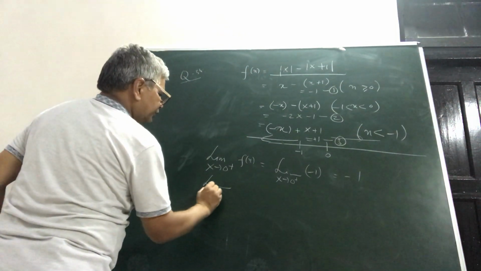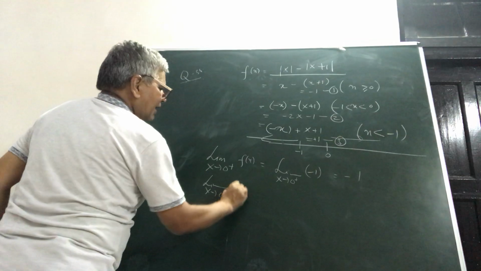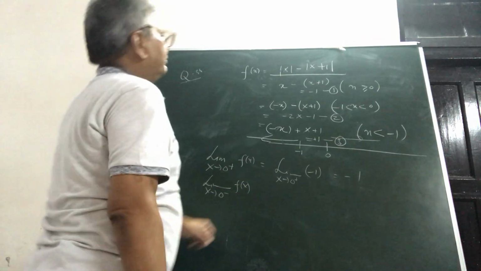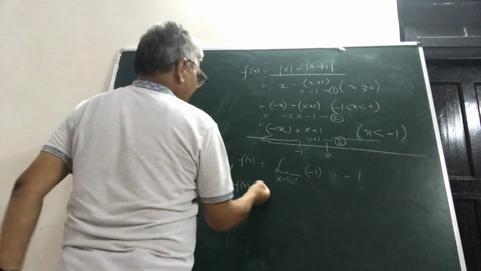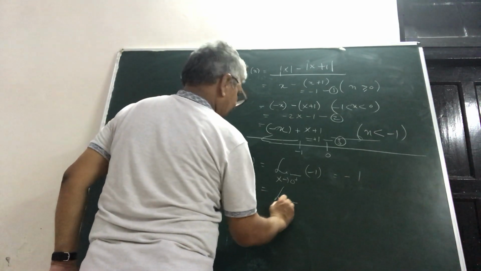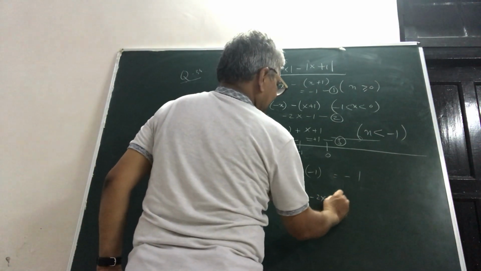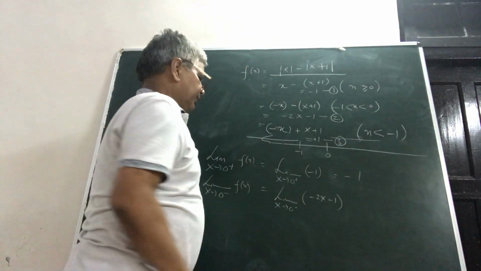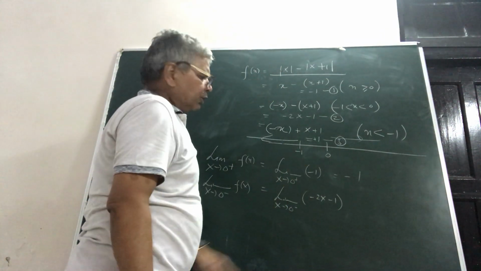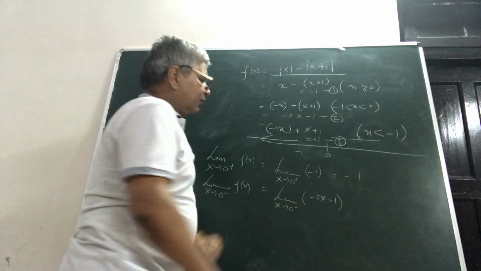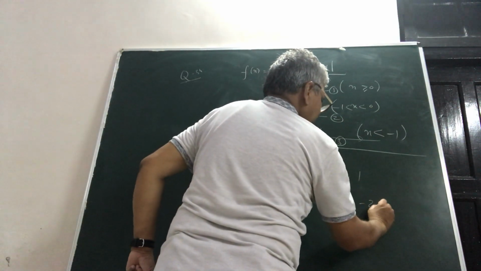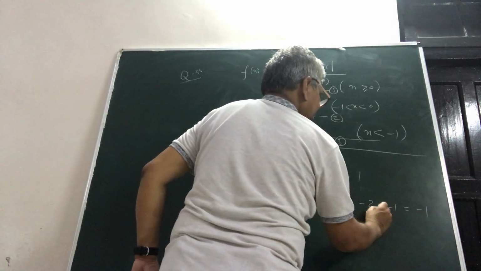Limit x tending to 0 minus f of x. On the left side of 0, my function is defined as minus 2x minus 1. Let me see what it gives you. Here put x equal to 0, because this is a polynomial, the limiting value will be equal to the functional value. So it is minus 2 into 0 minus 1, so again it is minus 1.